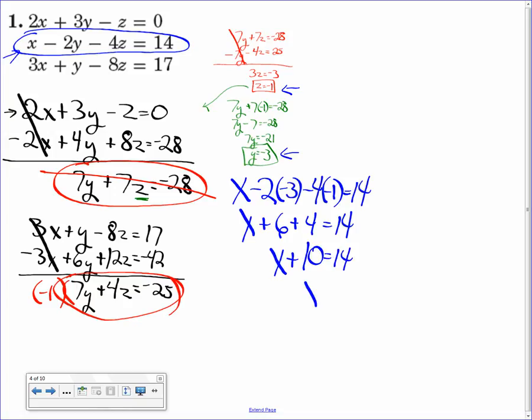And x is 4. Now I know what x is, I know what y is, I know what z is, so now I have the solution. The solution is an ordered triple: 4, and my y, negative 3, and then my z, negative 1. That's probably about the only way you're going to go about solving these things if you don't have a calculator that will solve them for you.